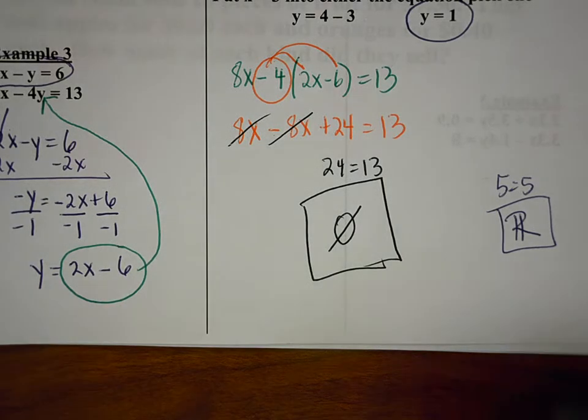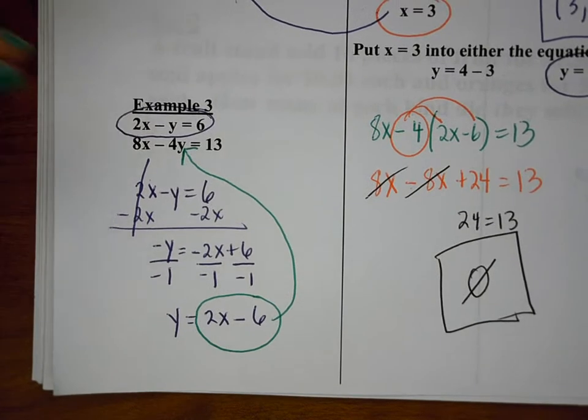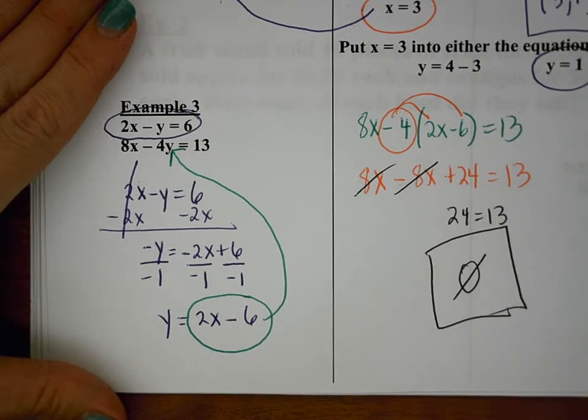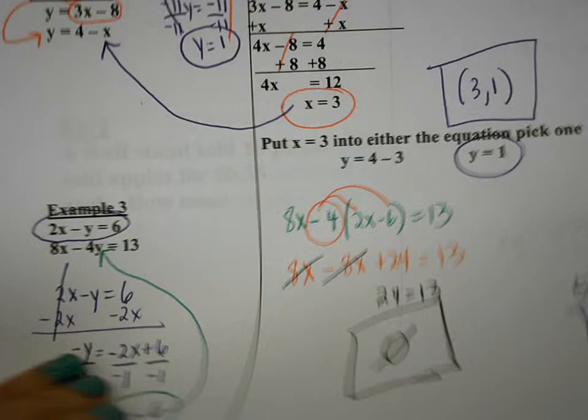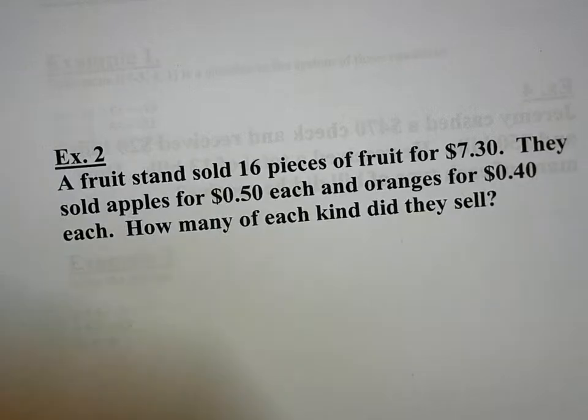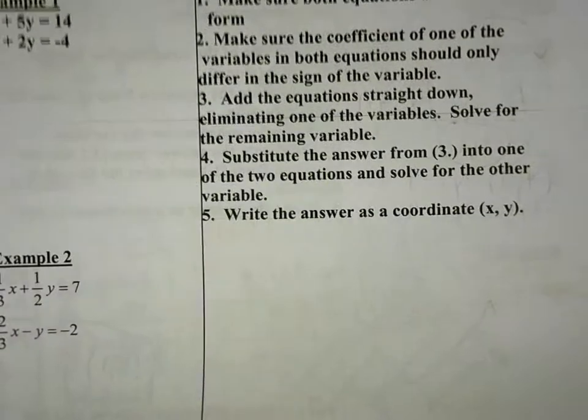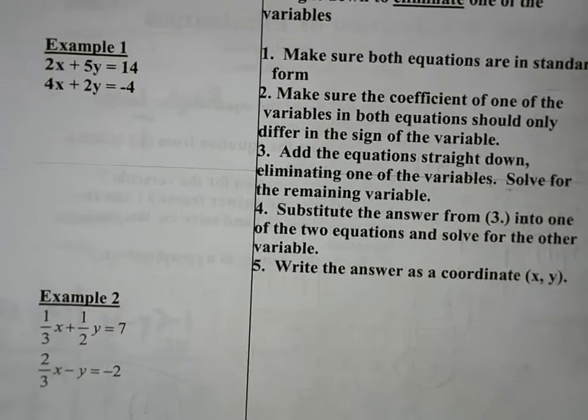Because really what you're doing here is these are two lines and you're finding the point where the two lines intersect. Okay? Do you guys have questions? No? All right. Let's move on. So elimination. Elimination tends to be the method that most people use.